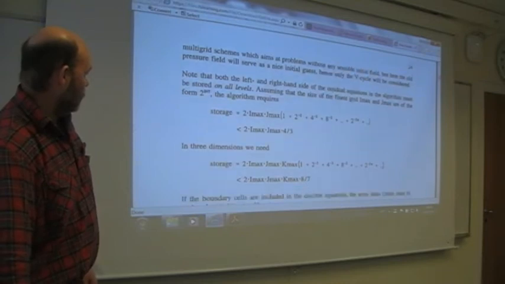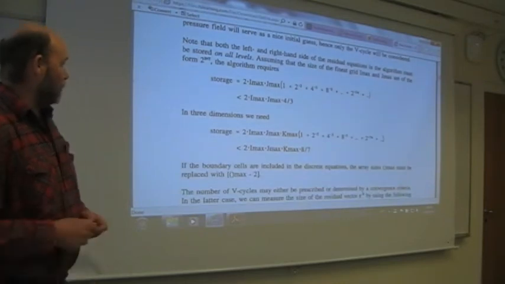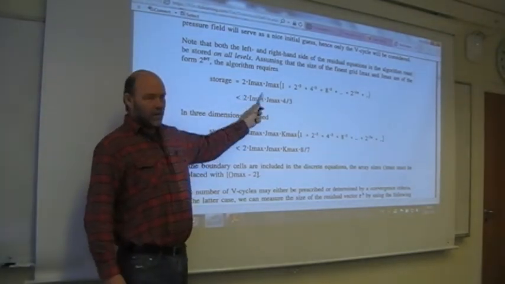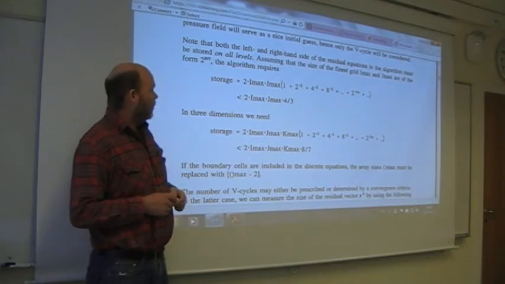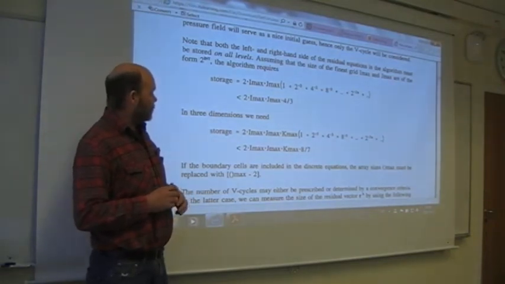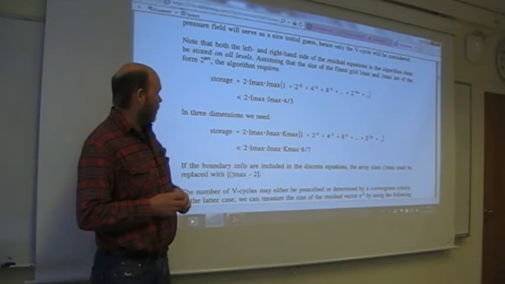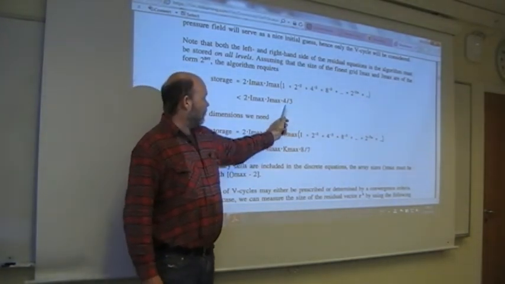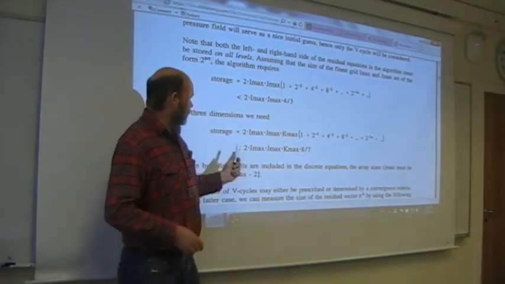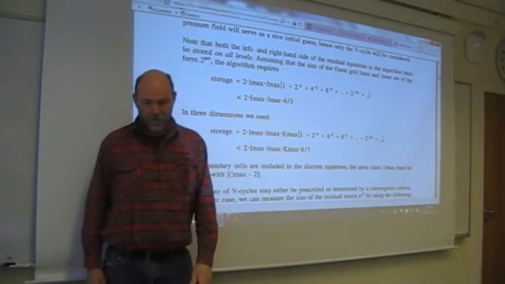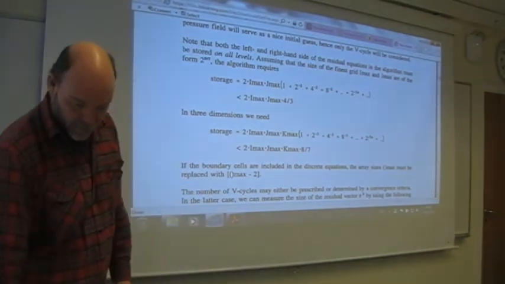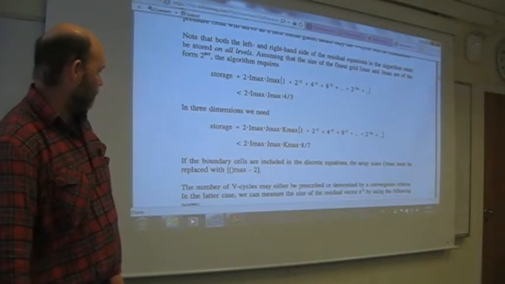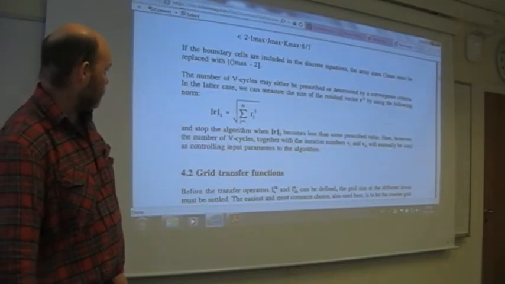So here, just a few numbers for the amount of storage you need. You need 2 whole fields on every level. But in 2 dimensions, you see it's hardly anything additional, 4/3. And in 3D, 8/7, this is very close to 1 indeed, so it's very, very cheap when it comes to memory requirements.